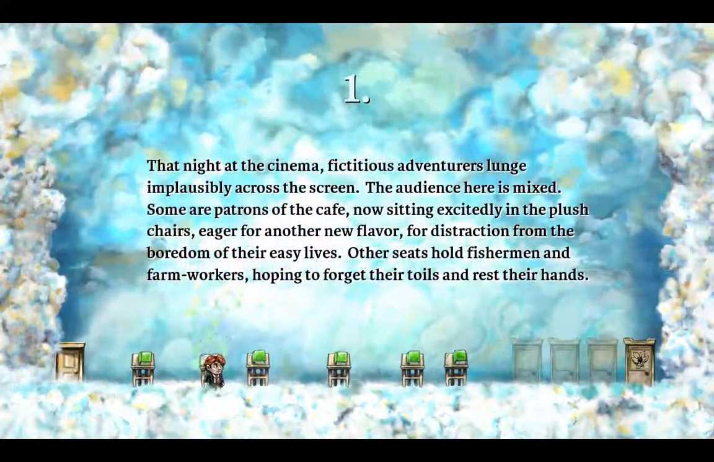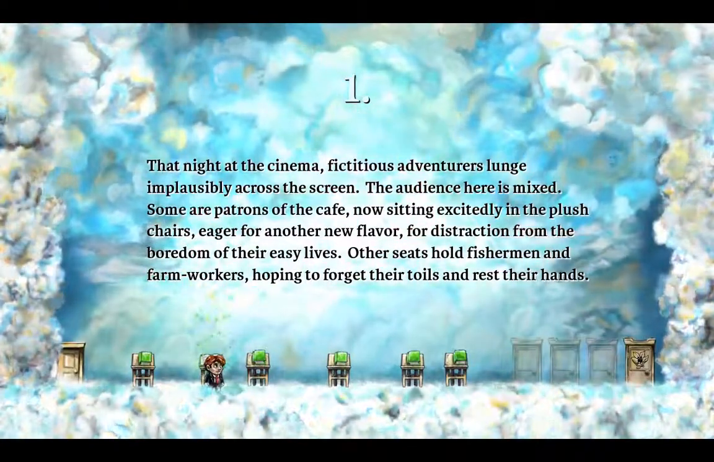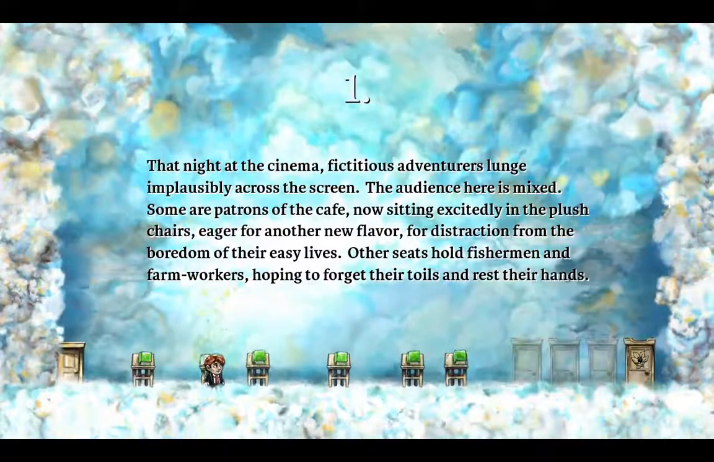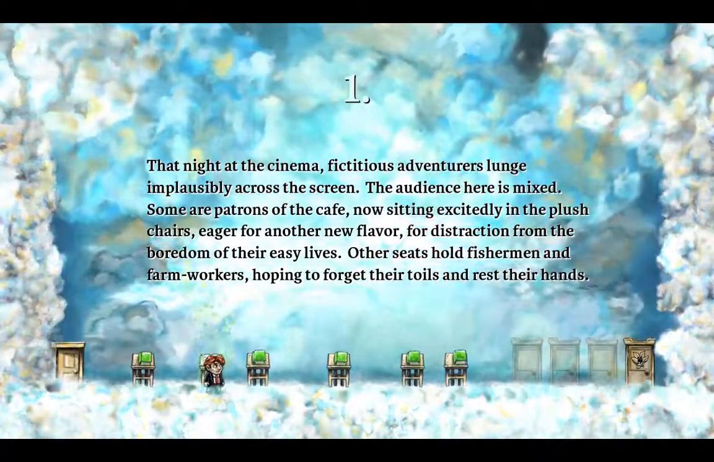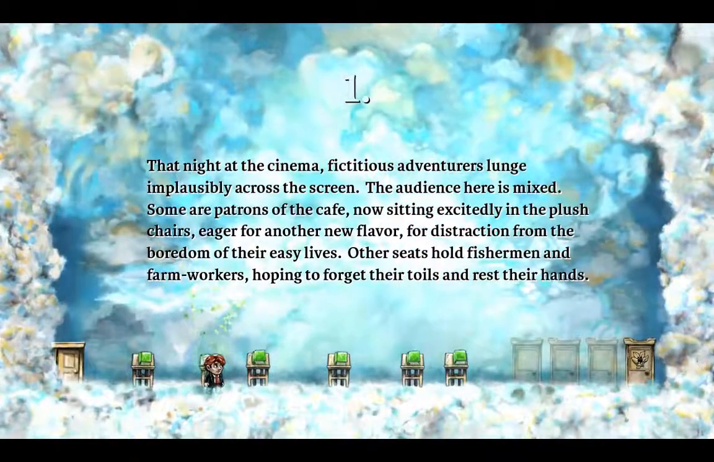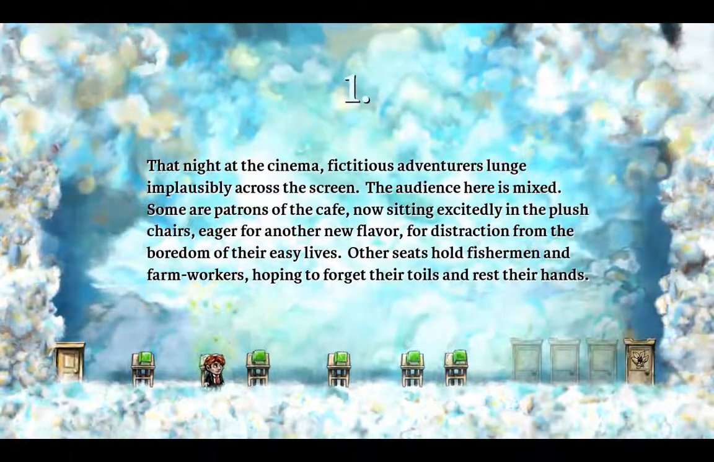That night at the cinema, fictitious adventurers lunge implausibly across the screen. The audience here is mixed. Some are patrons of the cafe, now sitting excitedly in the plush chairs, eager for another new flavor, for distraction from the boredom of their easy lives.